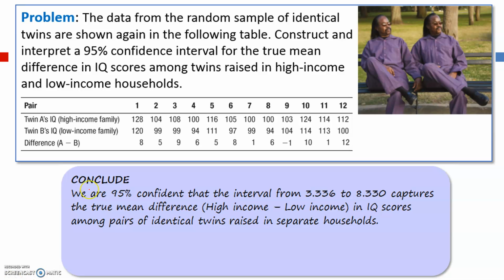All right, so conclusion time. We are 95% confident that the interval from 3.336 to 8.330 captures the true mean difference. Again, very important what direction it is, high minus low, in IQ scores among pairs of identical twins raised in separate households. So that's our conclusion. And let's go ahead and try one more problem.